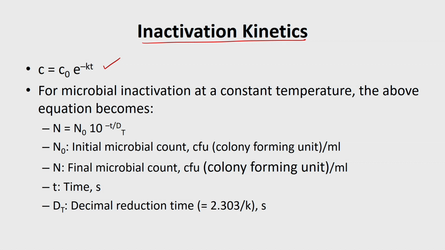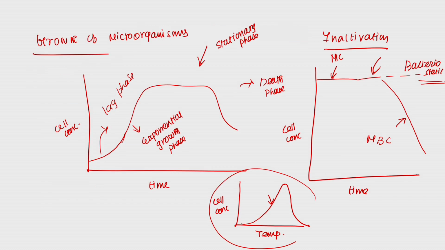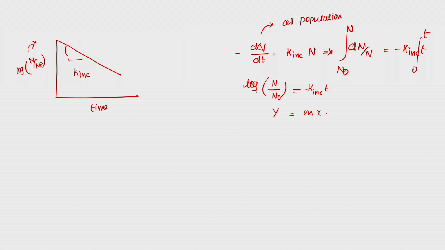So this is the way I will relate here: N equal to N naught 10 to the power of minus t upon D_T, where we have taken log 10, right. So one can define it in this way also. So how do I relate this k_inc? This k_inc is related to some value called D value. So this we call the decimal reduction time. What is called decimal reduction time, that we will see.